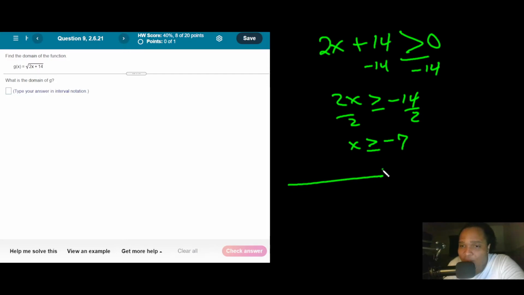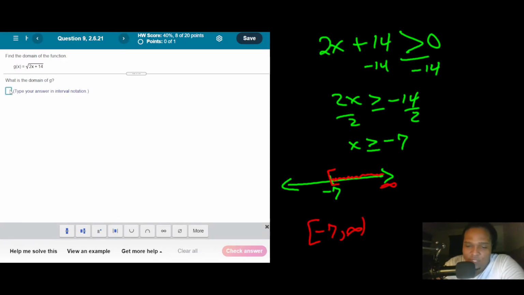Let's graph it up. We have negative 7 here. X is greater than or equal to negative 7. So we're going to use a bracket because of the equal to, and we're going to shade everything to the right of negative 7. So interval notation, this is negative 7 to infinity, and that's all she wrote.